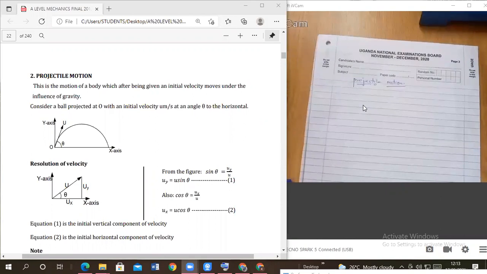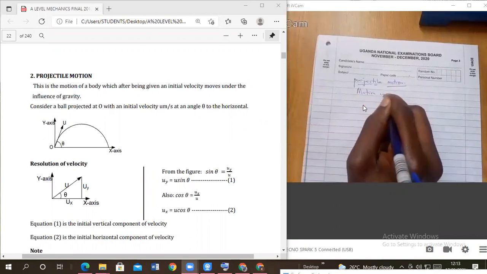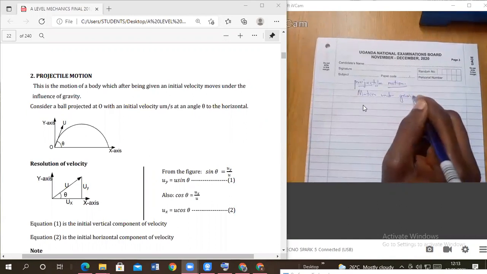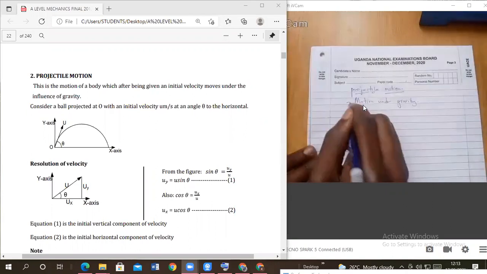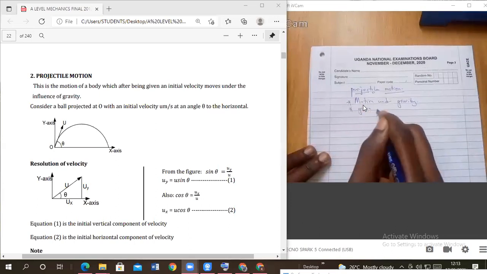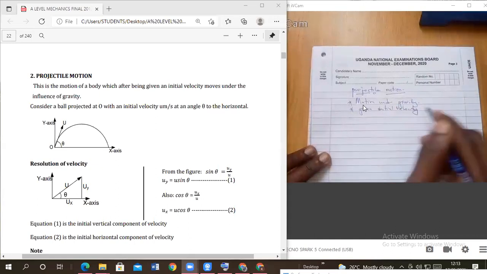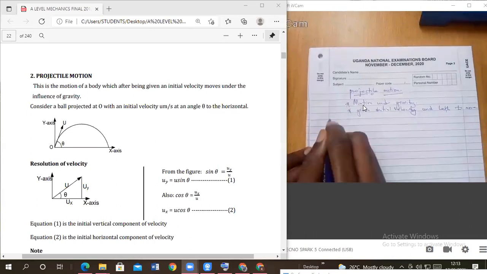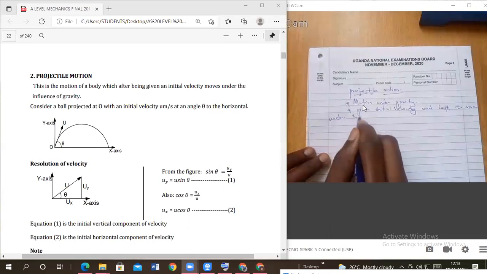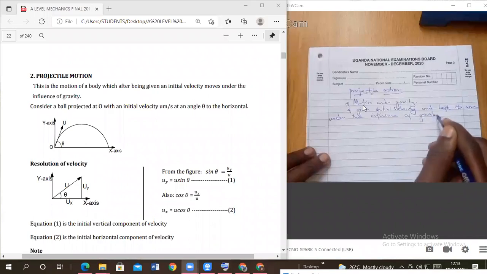Now, members, when we talk of projectile motion, it is still motion under gravity. The only difference with projectile motion is that this time the body is given an initial speed or initial velocity, and left to move under the influence of gravity.